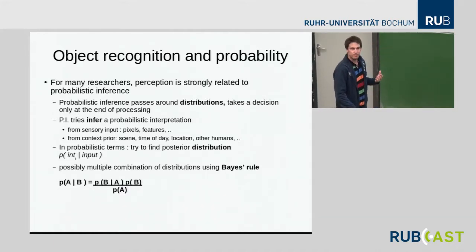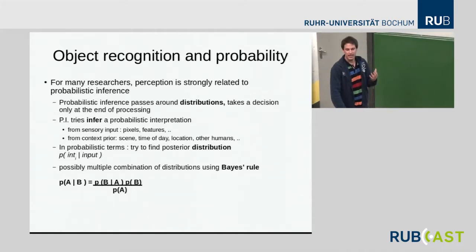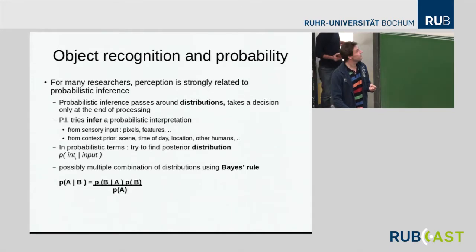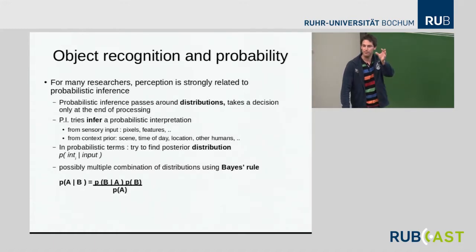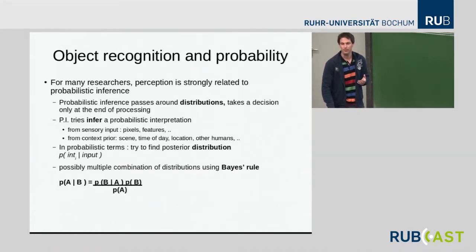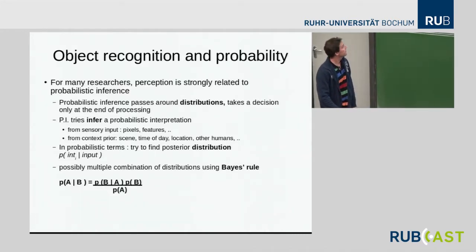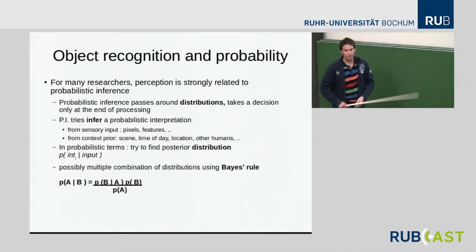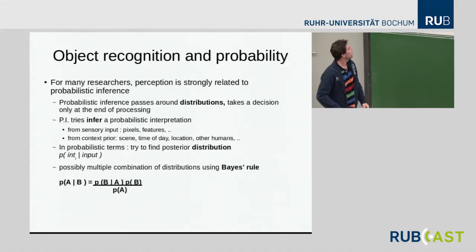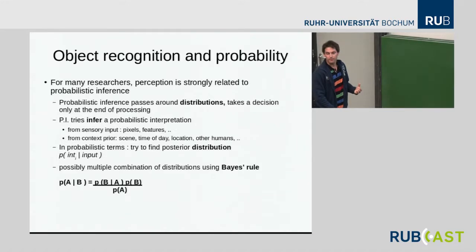So this is what probabilistic inference is all about, and basically the inference here is you try to get the argmax of the final distribution. So you try to infer the most probable interpretation of your sensory input, which can be pixels or features or whatever you measure from the environment, given the input and given also other things, maybe context, and I'm going to come back to that in a second. When you formulate this in mathematical terms, you want to find a posterior distribution, the distribution over interpretations I, which are supposed to be countable, given the input.